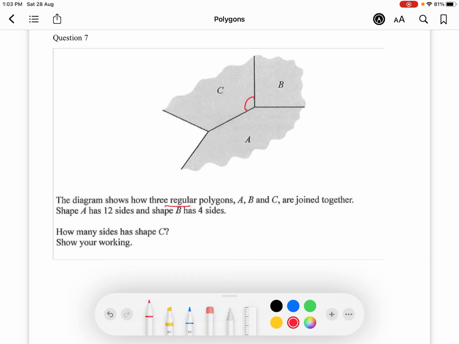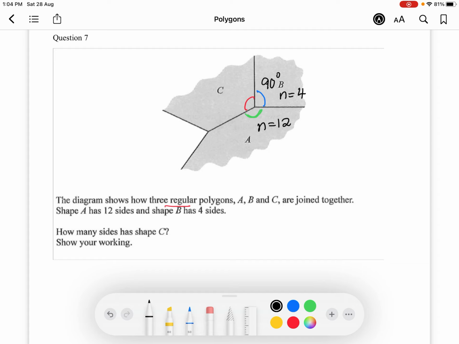And you can see that all these angles over here, they form up angles at a point, right? So I have A, B, and C joined together. A has 12 sides. So over here, n is equals to 12. What can we find? B has 4 sides. So n is equals to 4. Well, this is a regular quadrilateral. So that means this angle is straight away 90 degrees over here. And they want me to calculate the number of sides for shape C. But let's look for more information here.